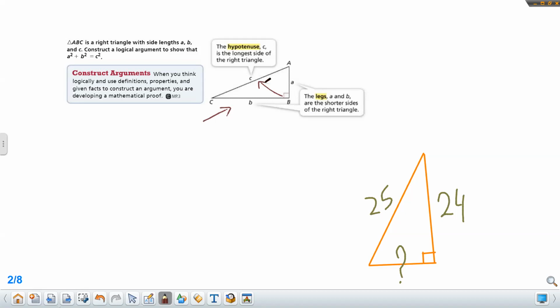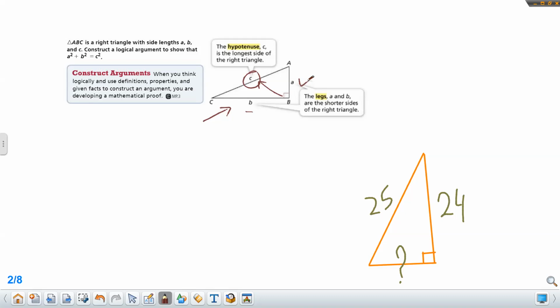The Pythagorean theorem: if triangle ABC is a right triangle with sides A, B, and C, then hypotenuse squared equals side 1 squared plus side 2 squared. So we can say C² = B² + A², where A and B are called legs, because they are the shorter sides of the right triangle.